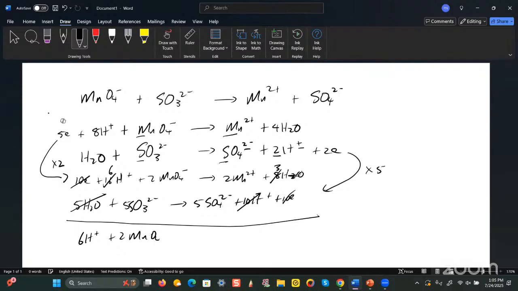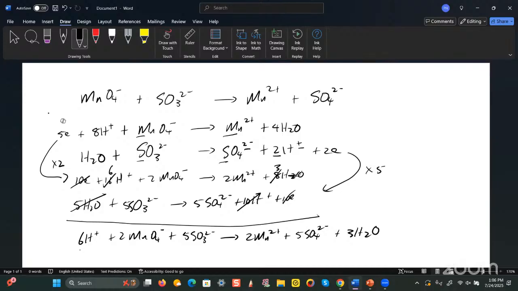All right? So when we add everything together, we're going to end up with 6H+ plus 2MnO4- plus 5SO3 2-, and then on the right side, 2Mn2+ plus 5SO4 2- plus 3H2O. All right? And then, as I always say, and I'm going to say it again, when you get to the final equation, you check to make sure that everything is balanced. So let's see if that is the case.